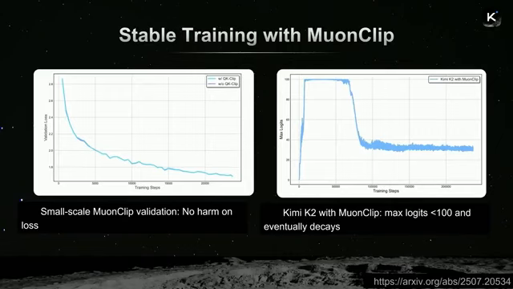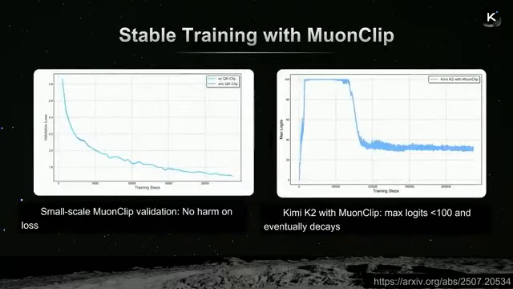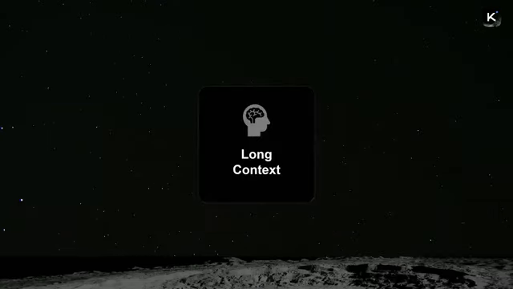And at the same time, it doesn't affect the training convergence as shown in the left figure. So we employed this technique in our K2 model training and successfully scaled it to 1 trillion parameters. And this is the first example of a large-scale neuron training in the history of machine learning.